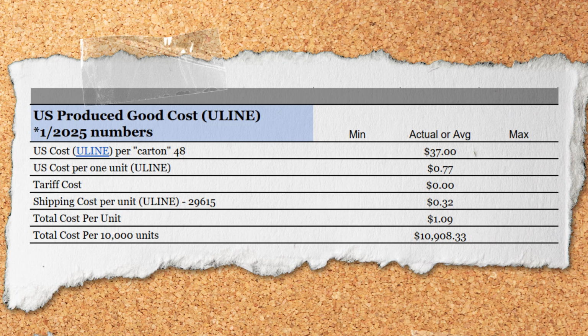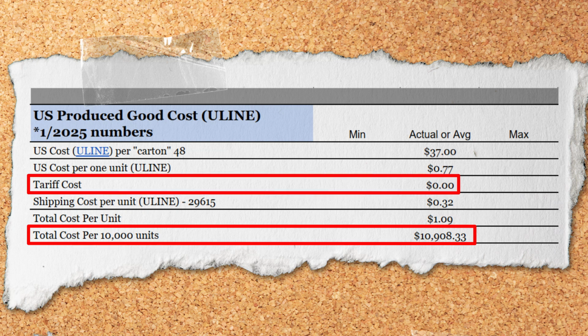finding that the total cost per 10,000 units, including shipping, would be approximately $10,908.33. As the third row indicates, since this product is made and sold in the United States, it is tariff-free, making this offering more attractive than importing the same product from an NTR nation. This works to aid domestic suppliers of aluminum containers and related products in remaining competitive with international competition.